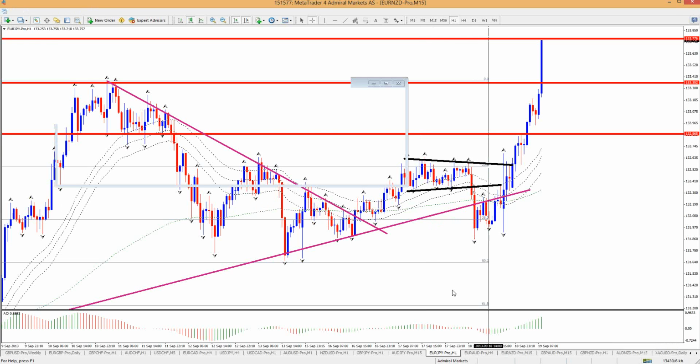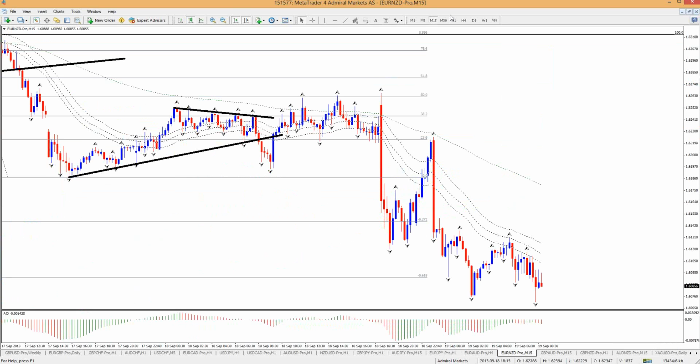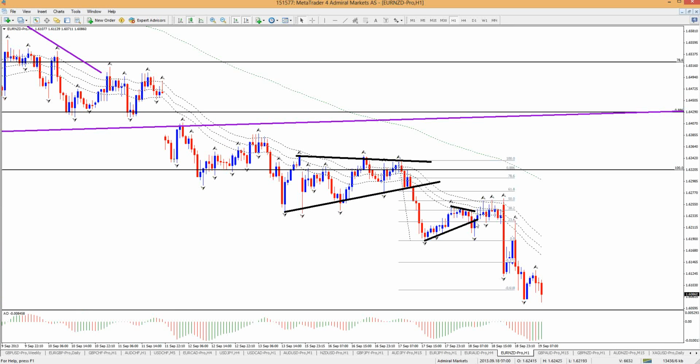Euro New Zealand made the same move. I didn't take this trade though because it was just kind of the same story, but here too basically break, pull back, break, pull back, break, right? So that's about it. I wouldn't focus on this too much anymore.